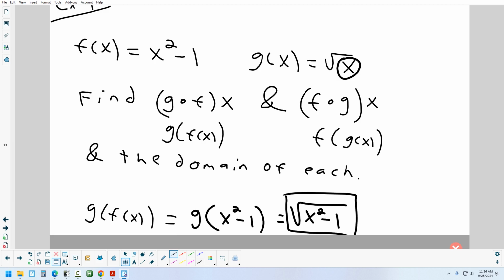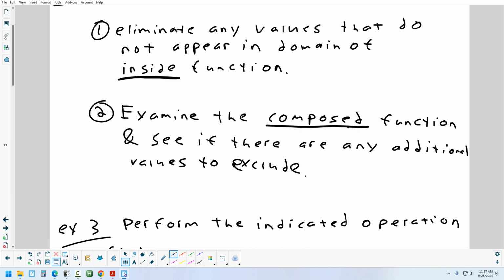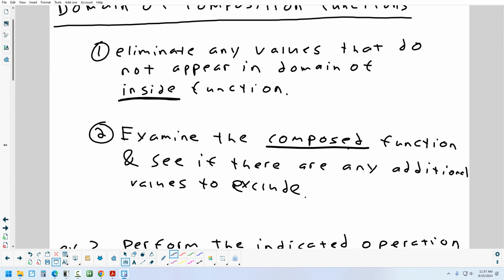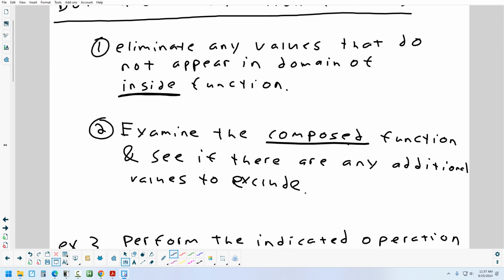Now, I want to know the domain. Start with the inside function. Inside function is f of x. Look at f of x. Okay, ask yourself two questions. Are there any square roots in f of x? No. Are there any fractions in f of x that have letters in the bottom? No. So right now, from step 1, the domain is all real numbers. We haven't eliminated any values yet.